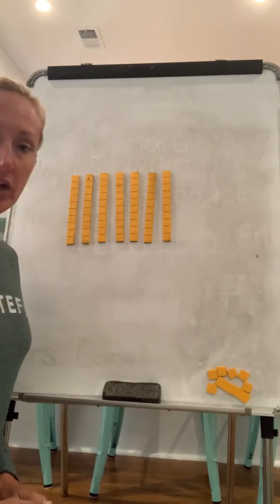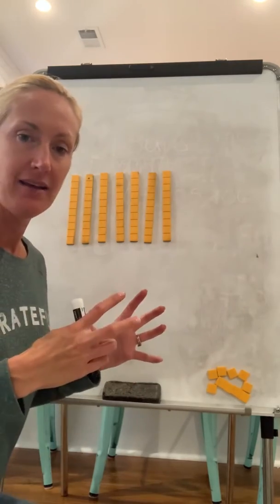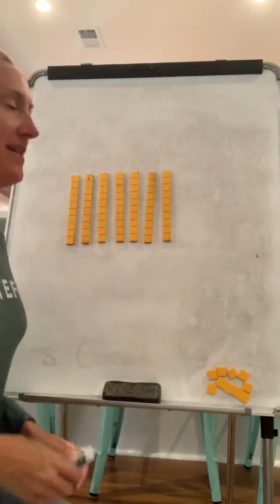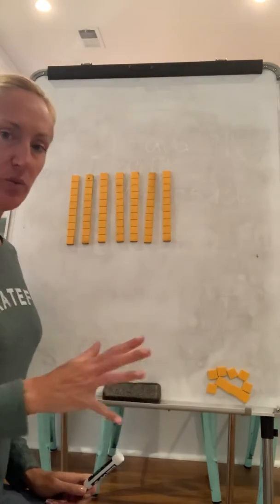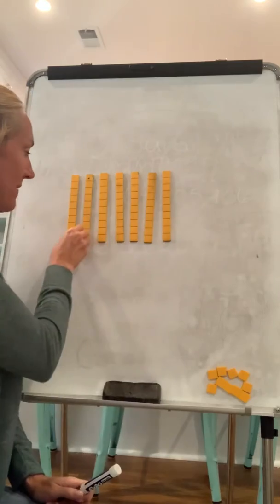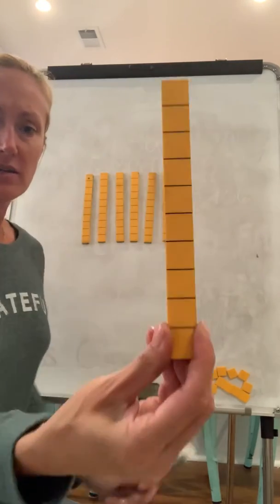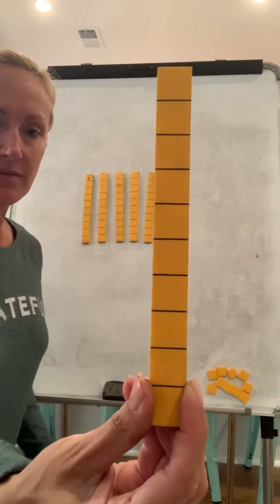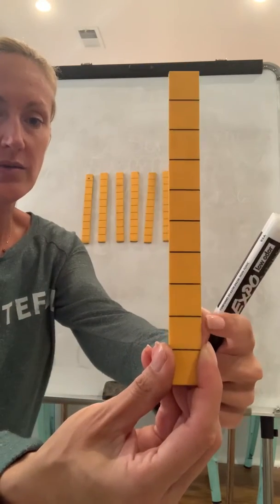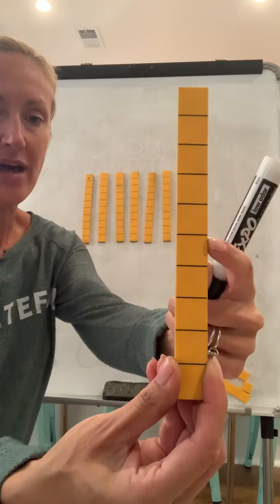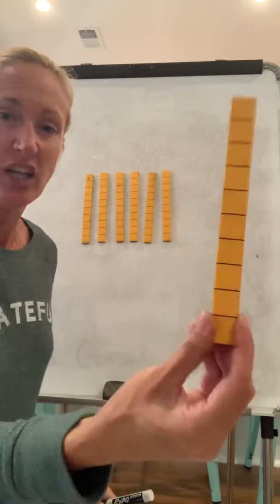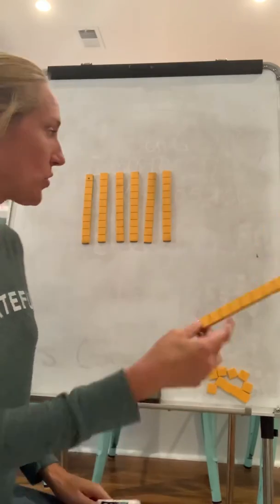We are working on groups of 10 and then ones. And today we're going to add in our ones so we can practice those as well. But let's review our tens. Remember, how many squares are in one of these strips? 1, 2, 3, 4, 5, 6, 7, 8, 9, 10. That's why we call it a 10. It's got 10 of those squares.